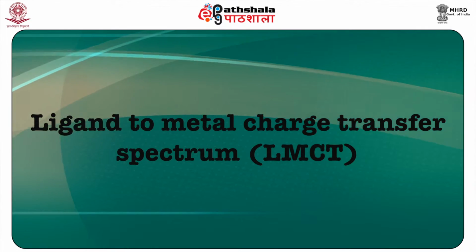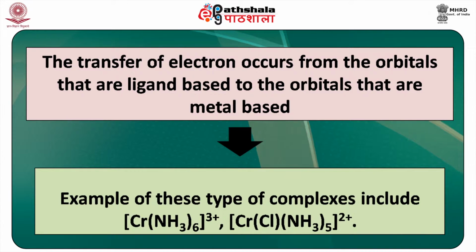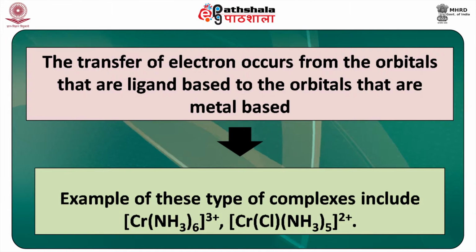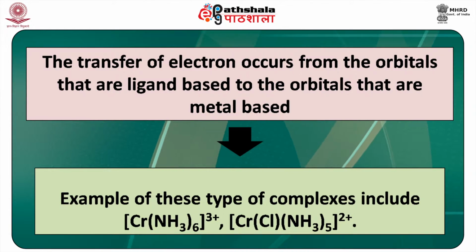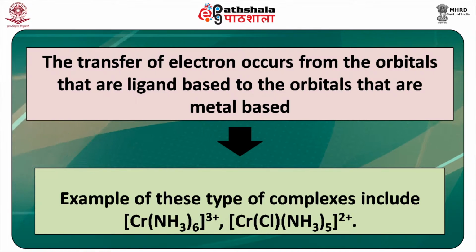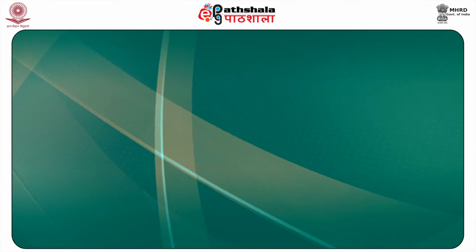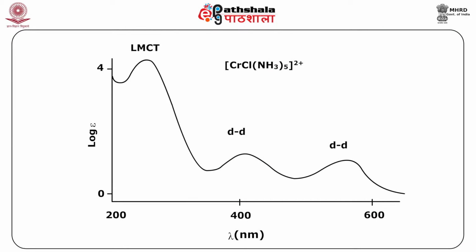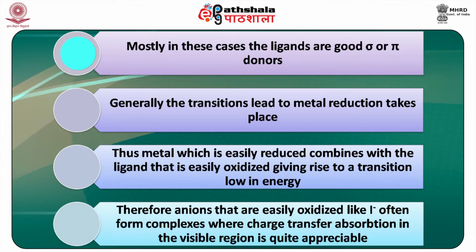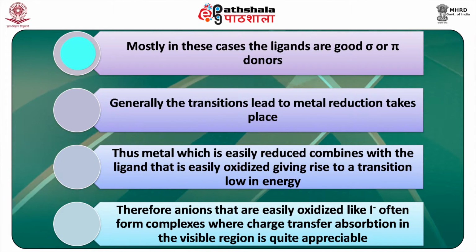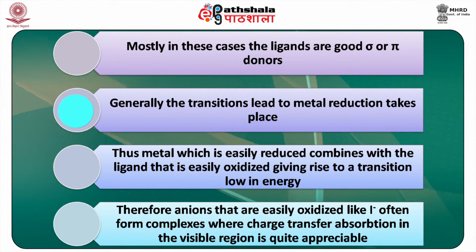LMCT transitions. In this type of transition, the transfer of electrons occurs from the orbitals that are ligand based to the orbitals that are metal based. An example of this type of complex includes the chromium 3 plus complex where ammonia is present as the ligand. The LMCT charge transfer spectrum has been shown in the figure. Mostly in these cases, the ligands are good sigma or pi donors. Generally, the transitions lead to metal reduction taking place.